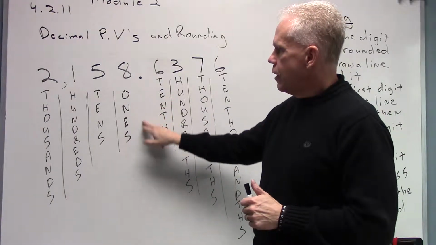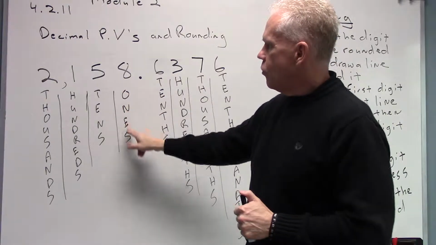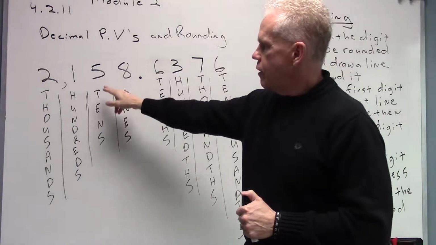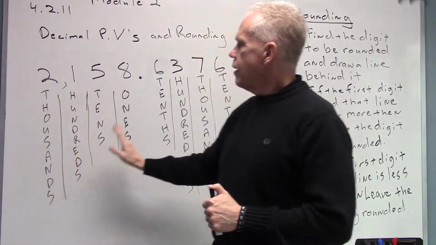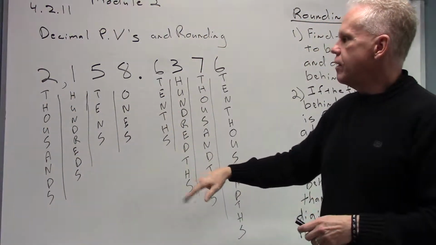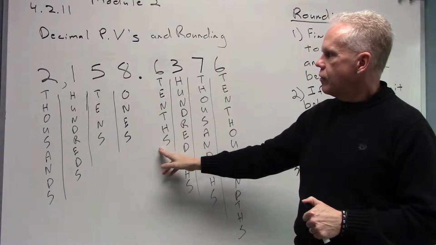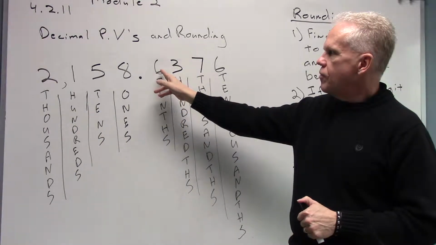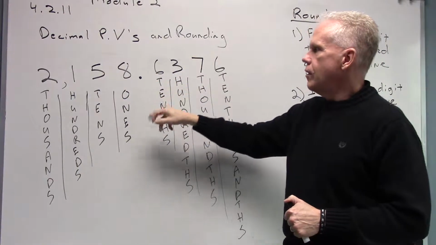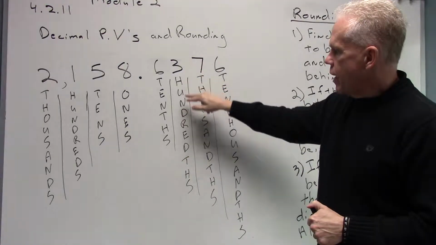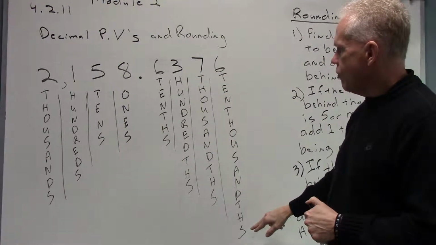We have the decimal right here, and then directly to the left of the decimal is the ones place and the whole numbers, and then the tens place, and then the hundreds place, and then the thousands place. Now when you come over to the right side of the decimal, you actually start off with the tenths. So this is tenths, then we have hundredths, then thousandths, then ten-thousandths.